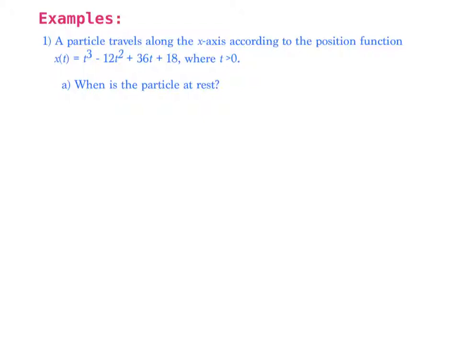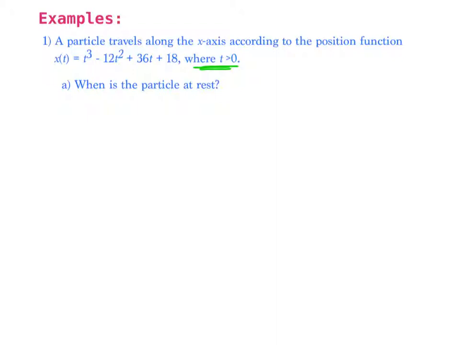Okay, the first example says a particle travels along the x-axis according to the position function x of t equals t cubed minus 12t squared plus 36t plus 18, where t is greater than 0. So this is telling you t, which of course stands for time, is greater than 0. I know that we don't like using the t variable in our problems, but these problems almost always use t to stand for time, so we're going to go ahead and stick with that.